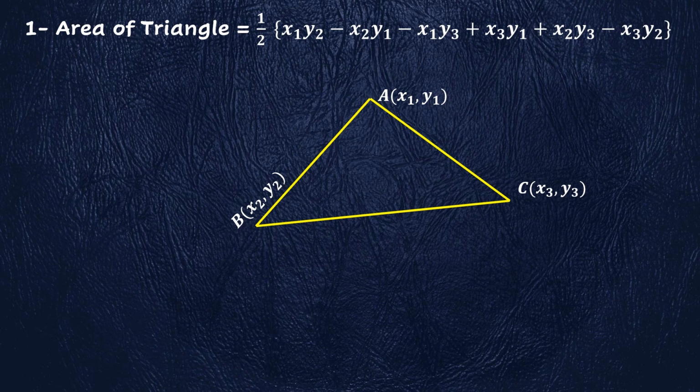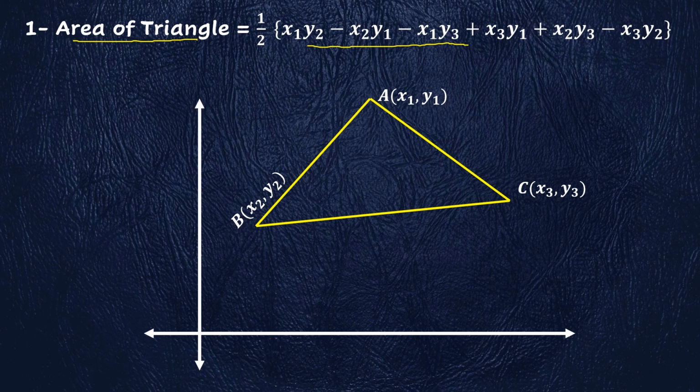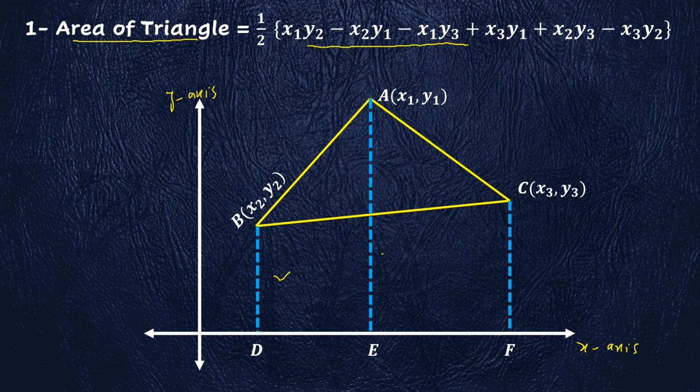We first show that the area of the triangle is equal to this expression. For this, we take the triangle ABC to be in the first quadrant. This is the x-axis, this is the y-axis. Now we draw perpendiculars from the vertices of triangle ABC on the x-axis. Here, BD, AE and CF are perpendiculars from the vertices of triangle ABC on the x-axis.